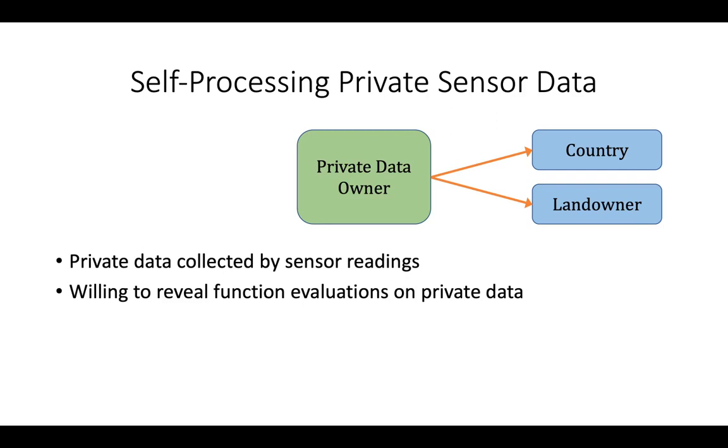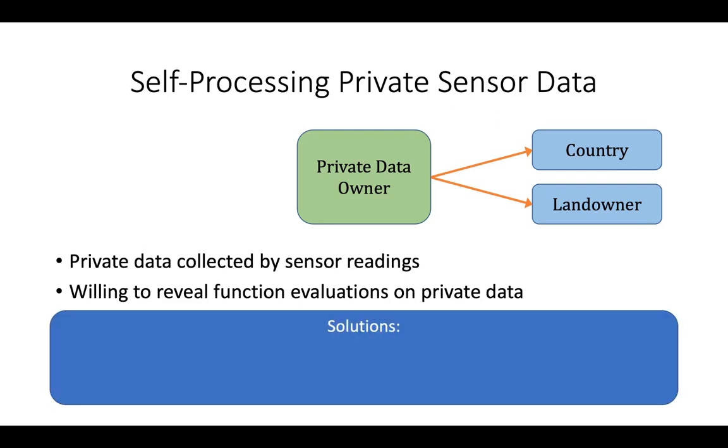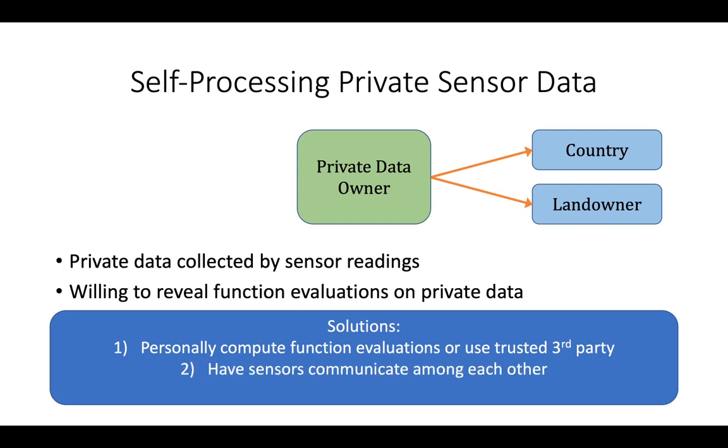So how would we go about solving such a problem? Well, there are several solutions. One such solution would be to simply have the private data owner personally compute the function evaluations, or use a trusted third party to do so. However, this either requires the private data owner to remain online throughout the duration of the system, or to trust some external party completely. And another solution would be to have sensors communicate amongst each other. However, this solution would require the sensors to be more sophisticated and could potentially open up the system to additional attack vectors. In this work, we ask the following question.